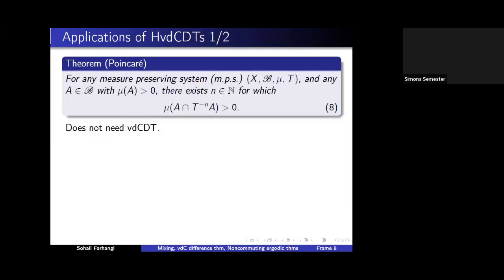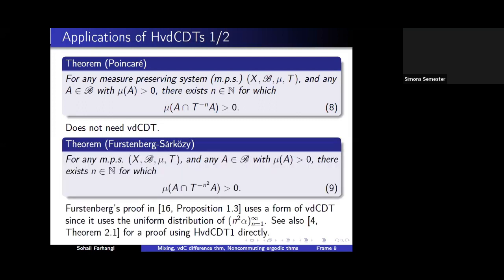Okay. So now, where do we use van der Corput's difference theorem? Well, we first start with a classical theorem of Poincaré, which is just a simple consequence of the pigeonhole principle. So we don't need any van der Corput to get this result, where whenever we take a set of positive measure, we can say that the set eventually returns to itself at some time in the future.